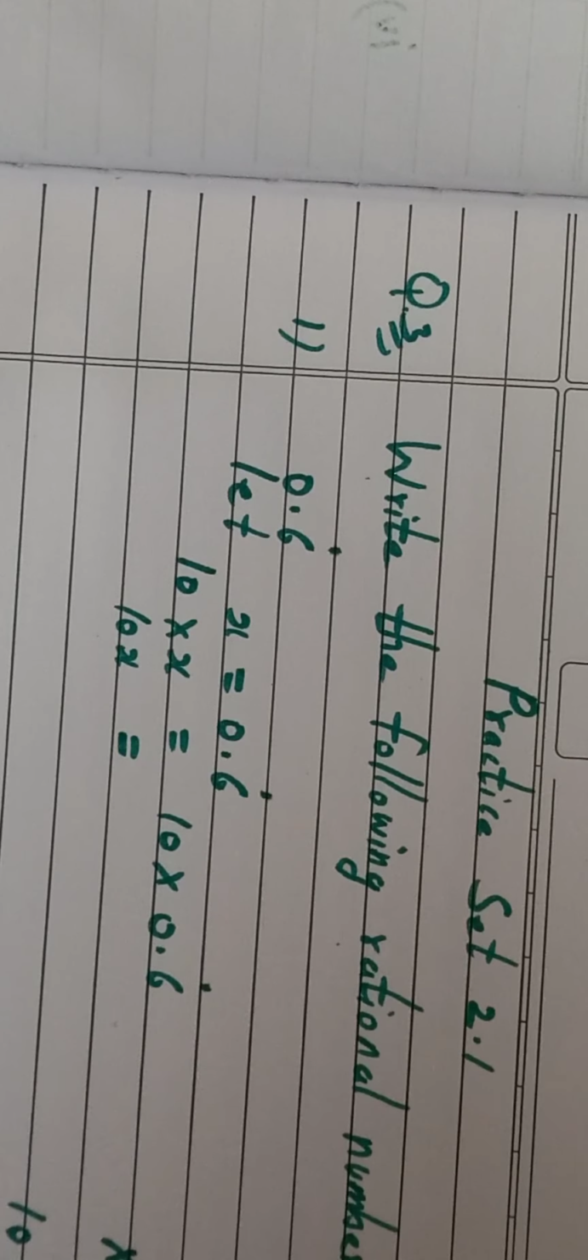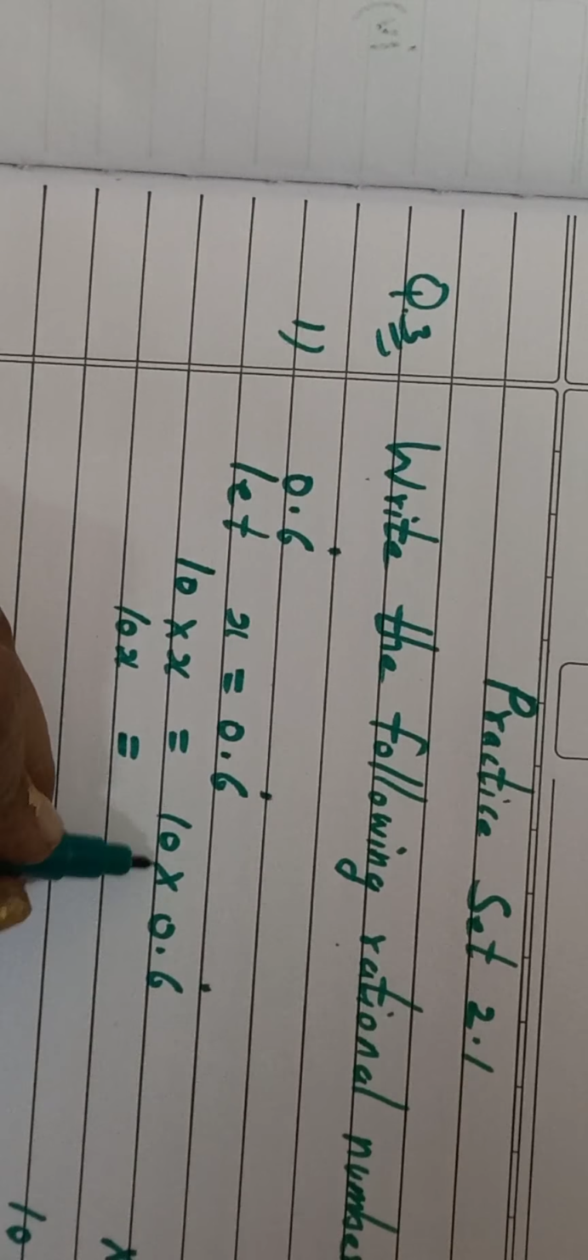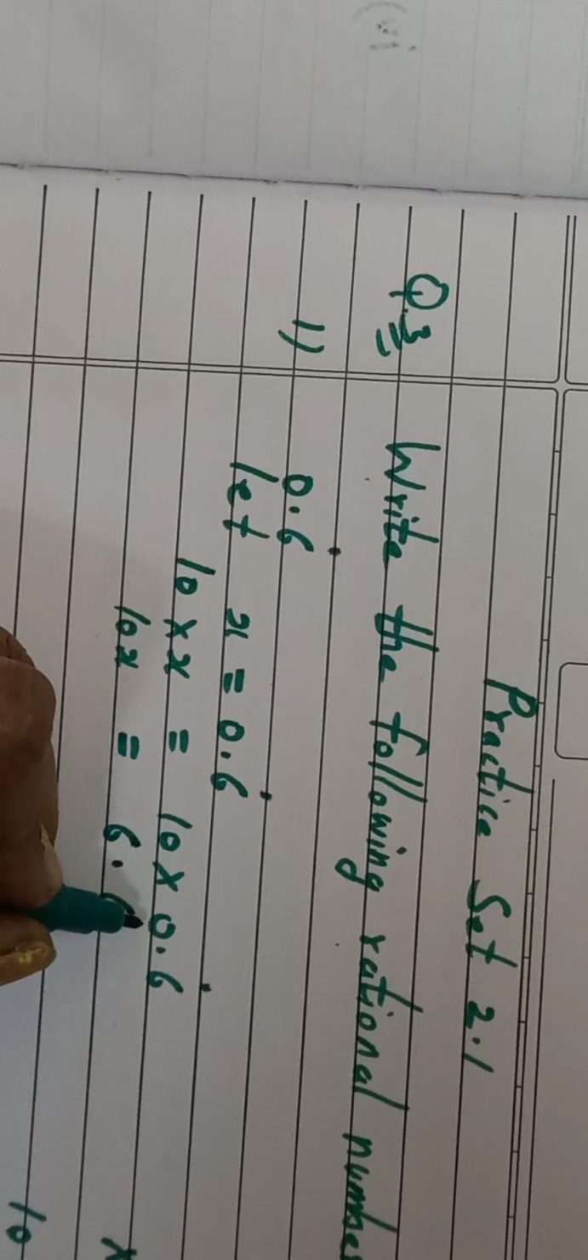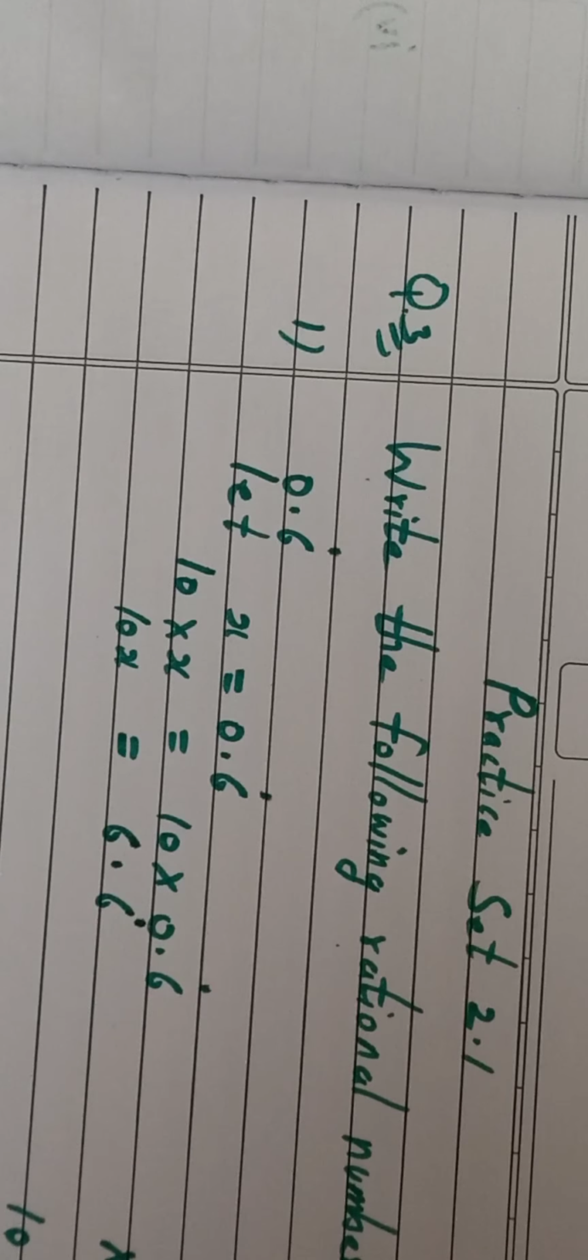So what you will have, 6.66 dot dot dot. So many are there, I just wrote 2. So now if it shifts here, then what you will get, 6.66666 and so on. So 10 into 0.6 dot will be 6.6 dot. Okay, so I hope this you have understood.